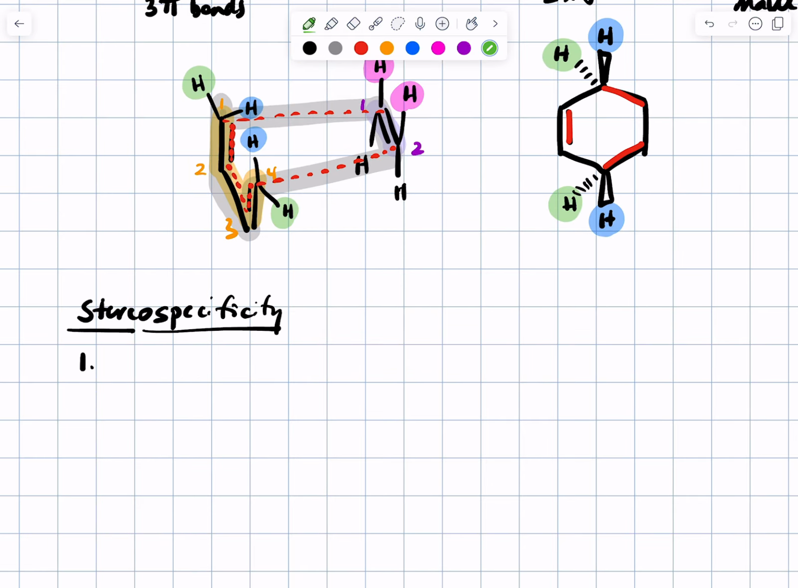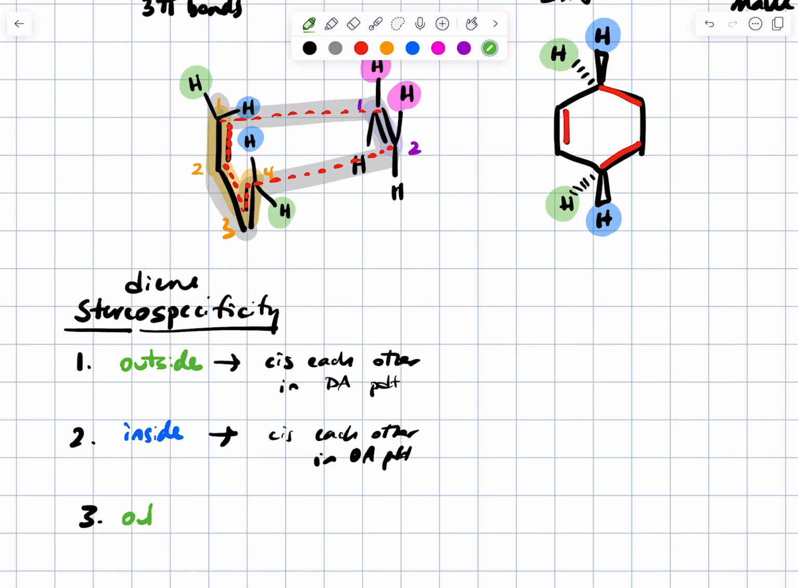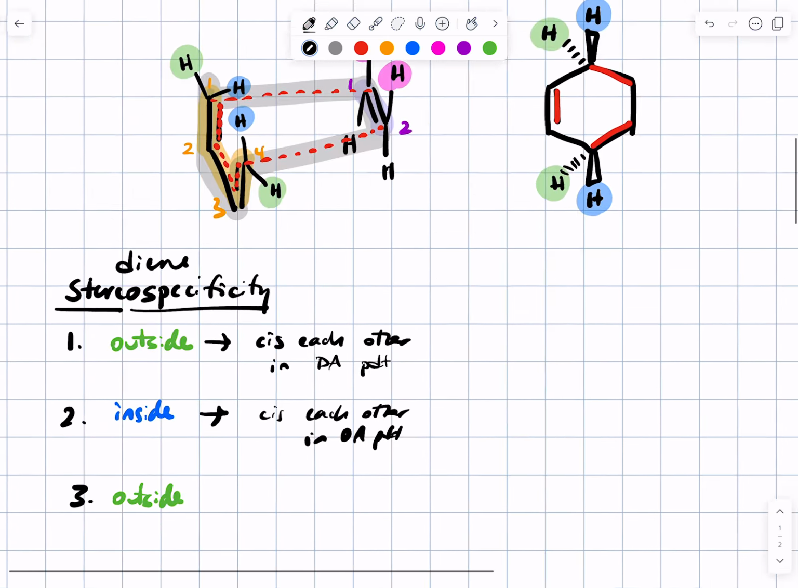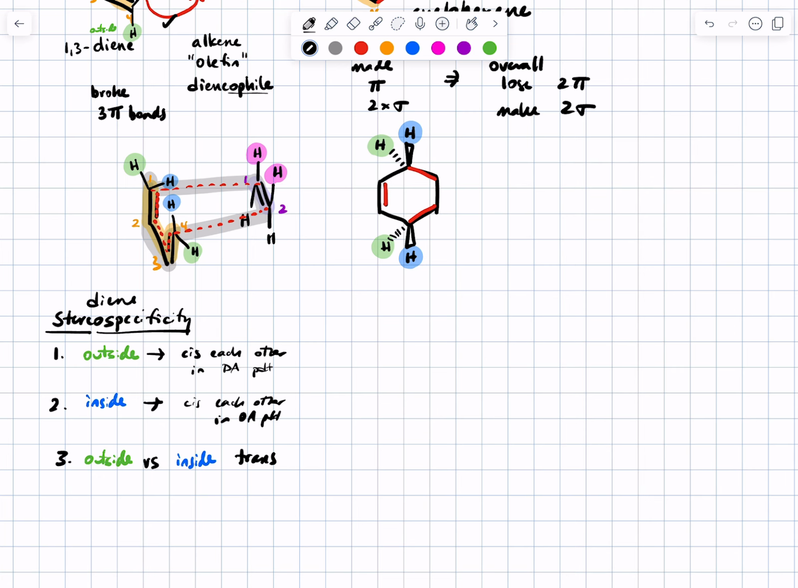So one rule for stereospecificity with respect to the diene is outside groups are cis to each other in the Diels-Alder product. Inside groups are cis to each other in the Diels-Alder product. And importantly, outside versus inside groups are trans to each other. Has to be that way, okay?